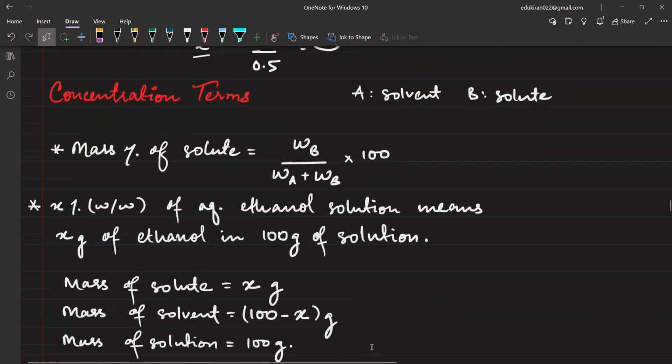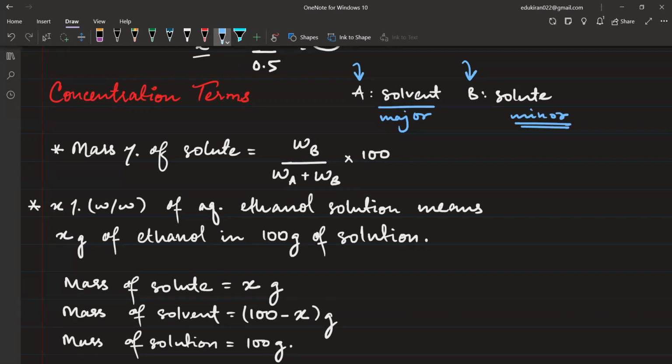Now concentration terms. Before starting concentration terms, some rules. I always refer to the solvent as A and the solute as B. What is a solvent? The solvent is the component of the solution present in major amount, and the solute is present in minor amount. The important thing we always want to know about a particular solution is the concentration. That is why we talk about concentration.